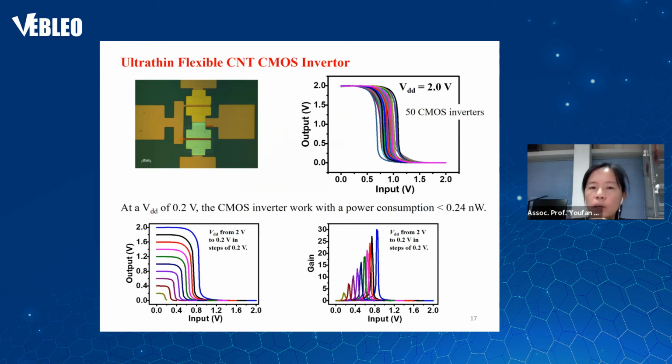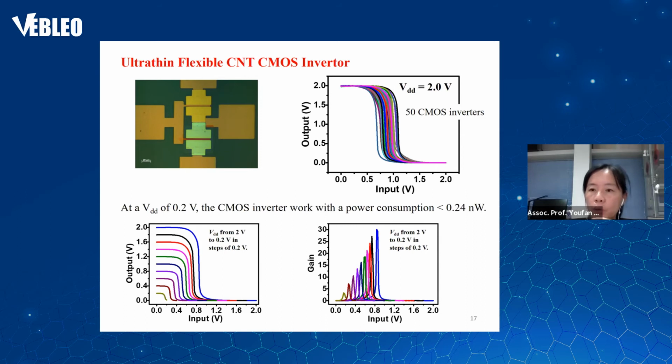So when we constructed such basic logic gates, the inverter, we see that it can work at very low supply voltage. It can work at 0.2 volts. So that means the power consumption of such a system could be very low. In this case, for the inverter, the power consumption could be less than 0.24 nanowatts. So it's low power consumption.